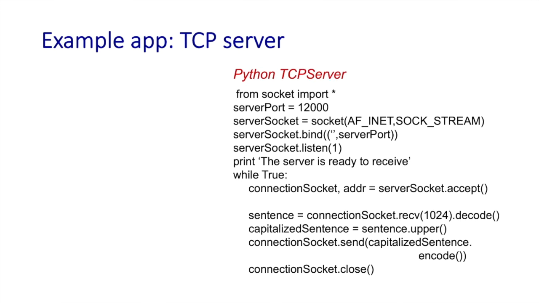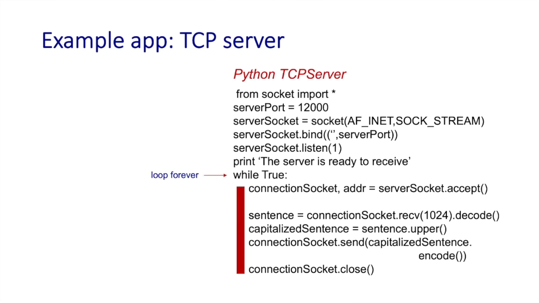Now let's take a look at the Python code for the server side of our application that's using TCP sockets. With this socket method call here, we're creating an Internet IPv4 SOCK_STREAM, that's to say TCP socket. We're binding that socket to port 12,000 here. We then set this socket into listening mode here. Now we're ready to receive client connection requests.